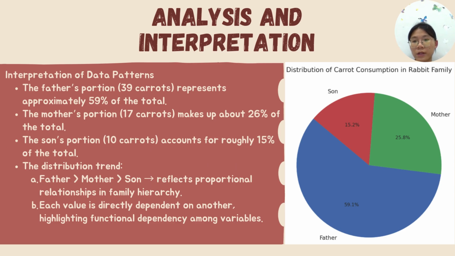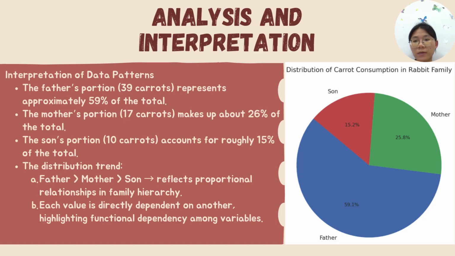If we look at the pie chart on the right-hand side, we can see the distribution clearly. The blue section for the father takes up over half of the chart. The green portion for the mother is about a quarter, and the red section for the son is the smallest. This visual representation reinforces the pattern of proportional consumption within the family.